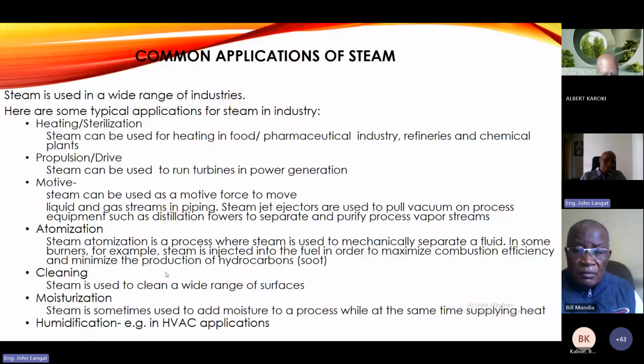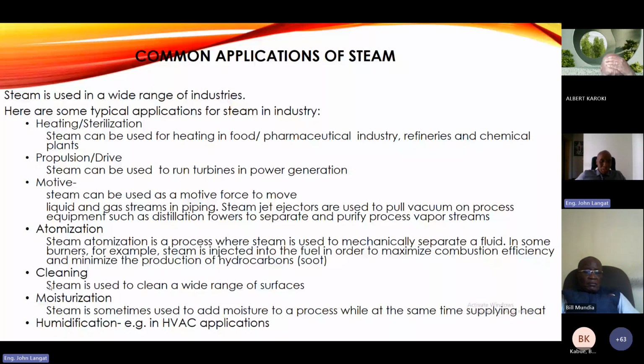Basically, if you visit a meat processing factory, you'll find that they use steam to sterilize surfaces. Meat processing places like Kenya Meat Commission, dairy industries, Kenchik, where they slaughter the chicken, all those areas they use steam to sterilize surfaces.